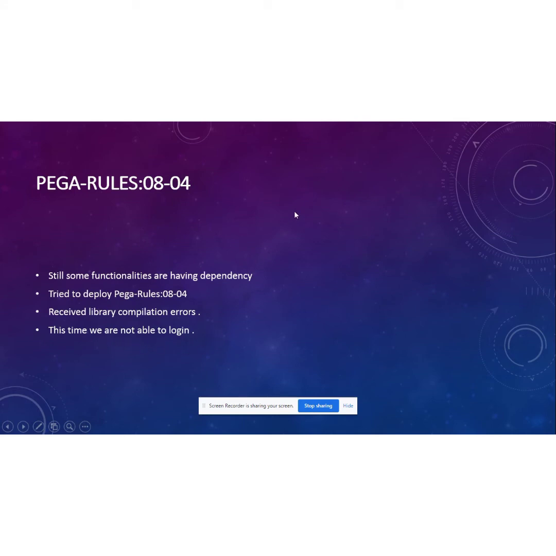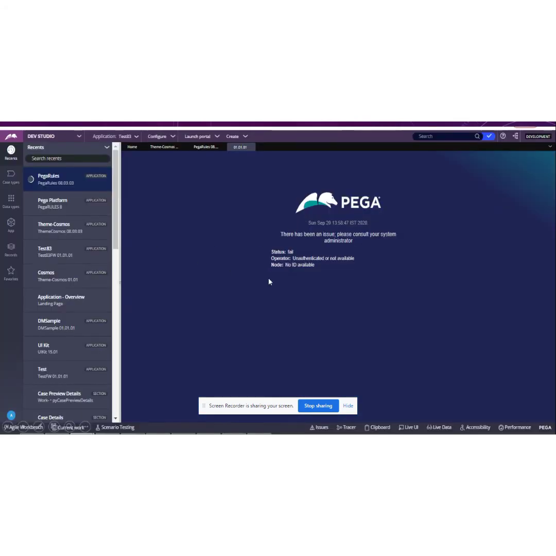So this time I was not able to log in, and forget about login. Once I completed the deployment, I tried to update the rule set versions in the application. I got this issue. That means there is a compilation issue in the backend, and I was not able to access any rules at all. So in that scenario, I was not able to log in as well.